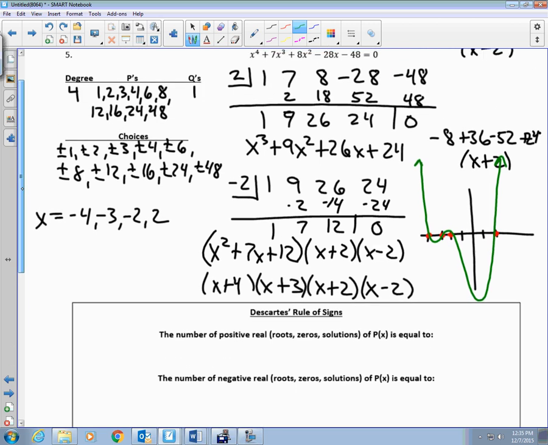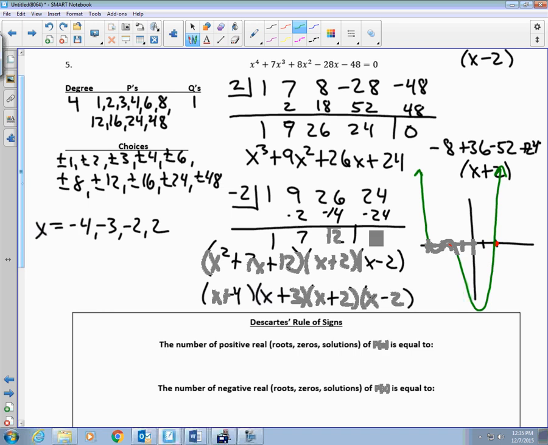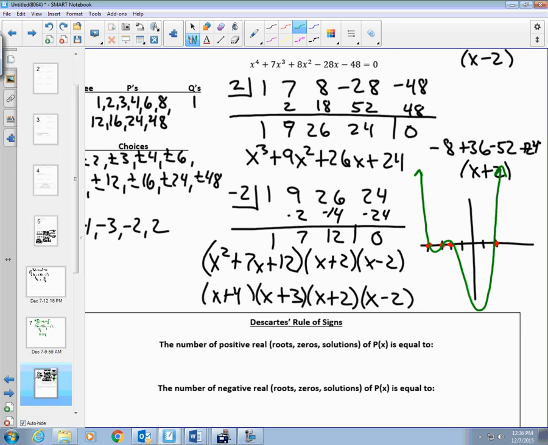In fact, what's kind of neat here is if you plug in 0, you get the y-intercept. If you plug in 0, what would you get? -48. So it crosses the y-axis down at -48, kind of tells you about how low it goes. Pretty cool. You like it, don't you? I like it a lot. All right.